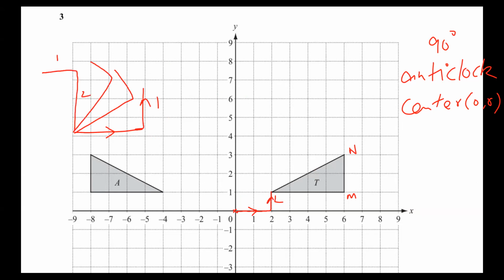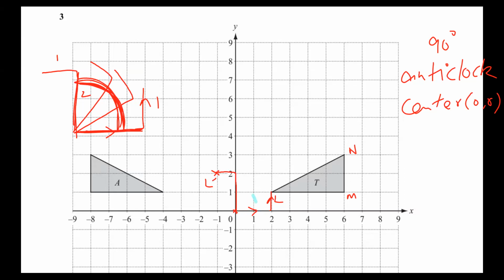Why stop here, sir, you can ask me? Because the angle between here and here is 90 degree. That is the logic behind it. Some students asked me, sir, how do we know when to stop? Because I can see that the angle between this line and this line is 90 degree. So let's start. 2 and 1, 2 and 1. So L comes here. L becomes L dash.